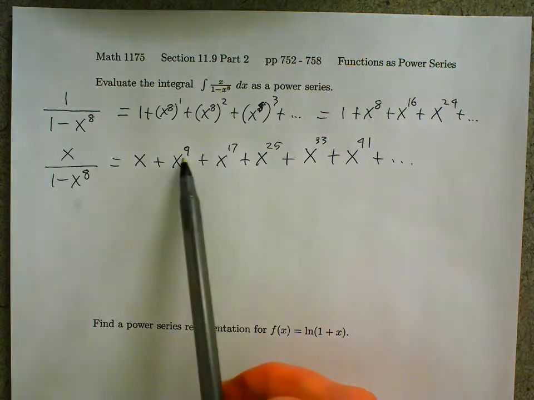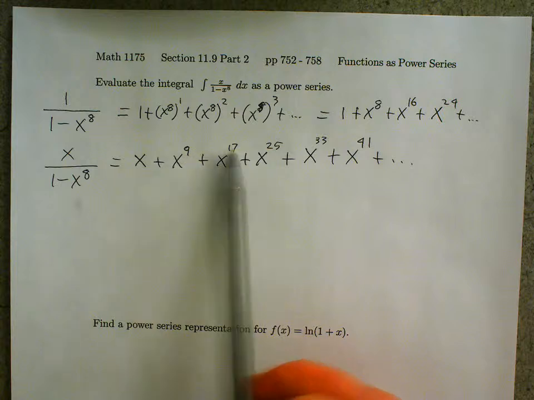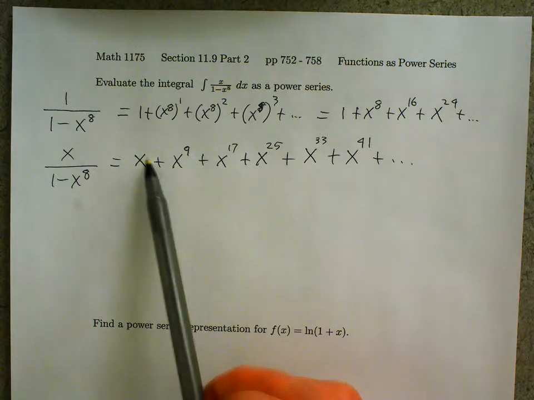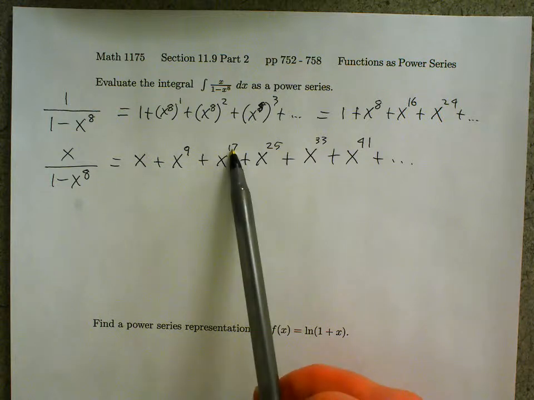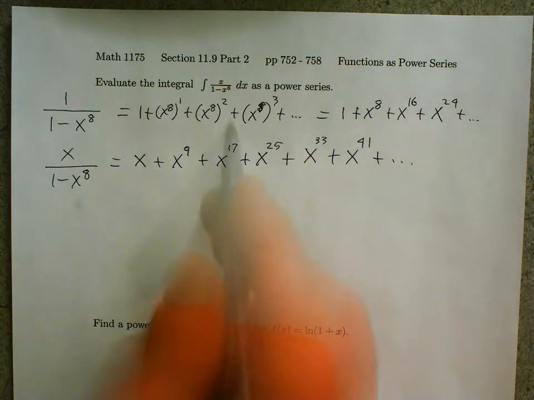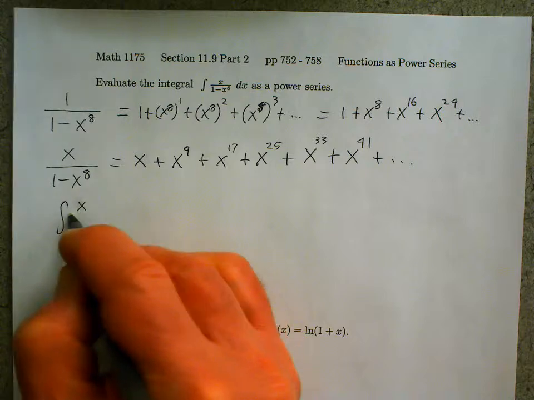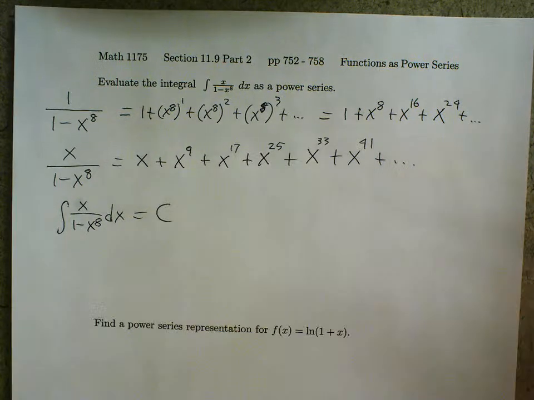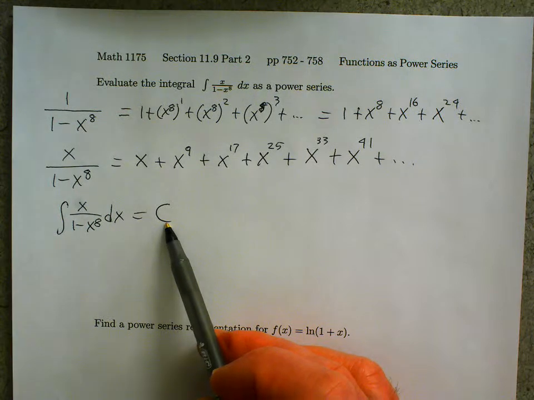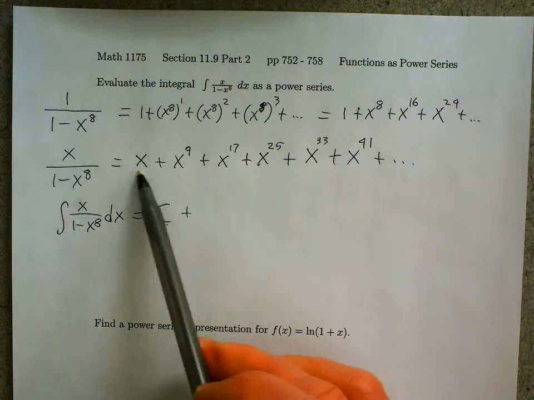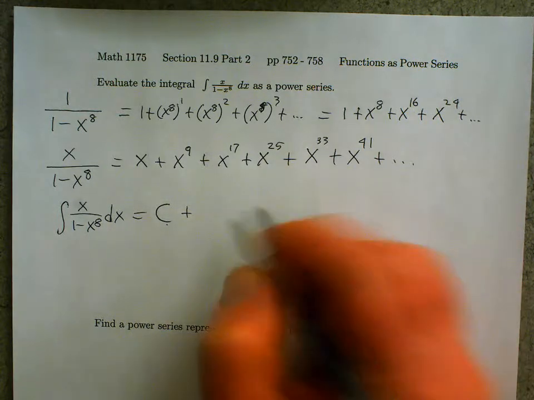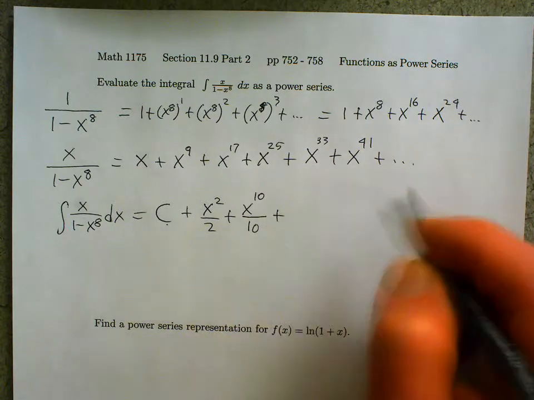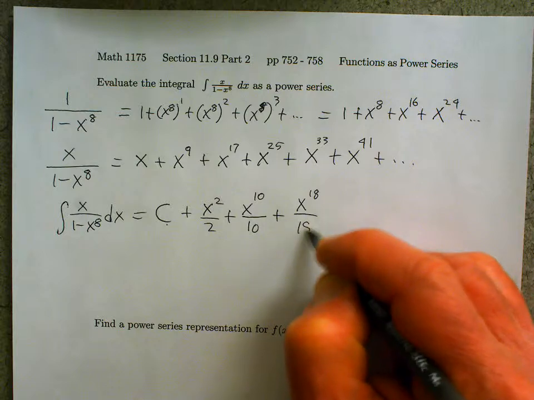So at this stage, each of the exponents is just a multiple of 8 plus 1. So 8 times 0 plus 1, 8 times 1 plus 1 is 9, 8 times 2 plus 1 is 17, and so on. Okay, now we can compute the integral and write it as a power series. So we put the constant of integration c, and then we write down the antiderivatives of the terms, term by term. So c plus x to the second over 2 plus x to the 10th over 10 plus x to the 18th over 18, and so on.